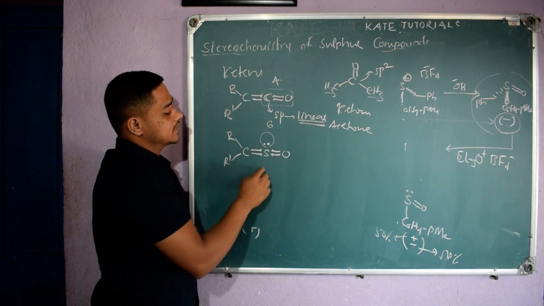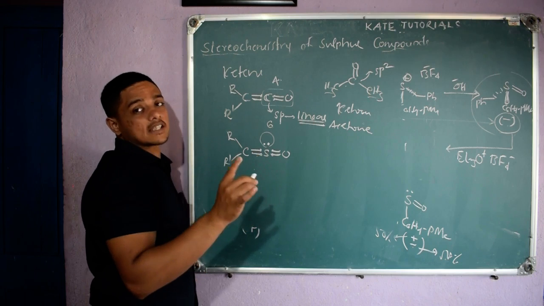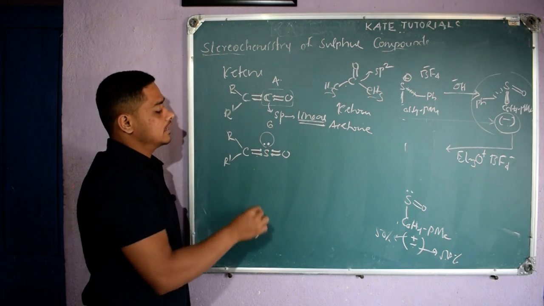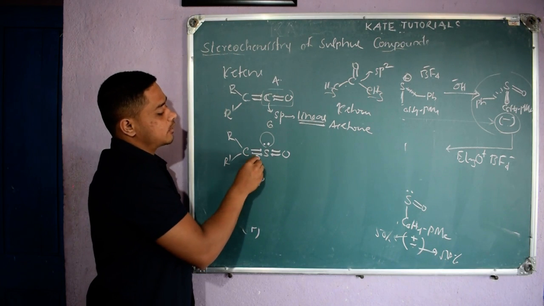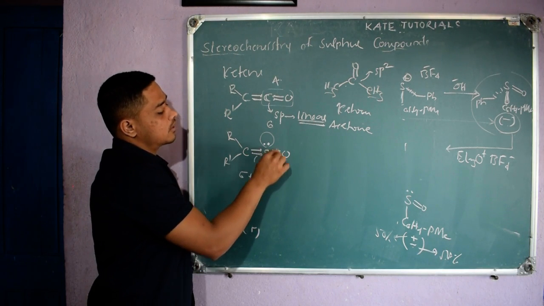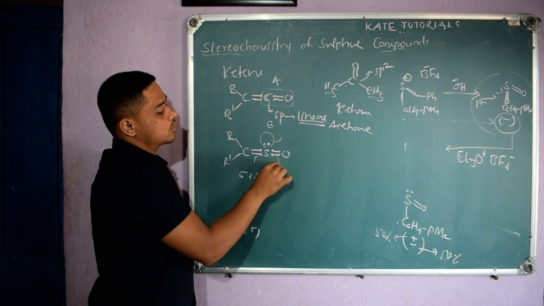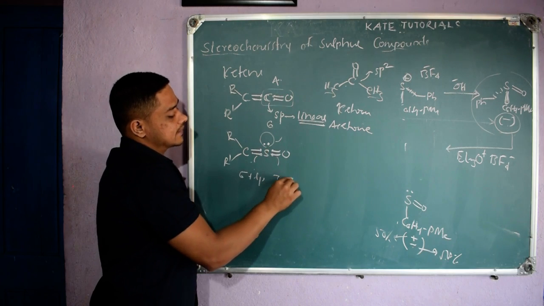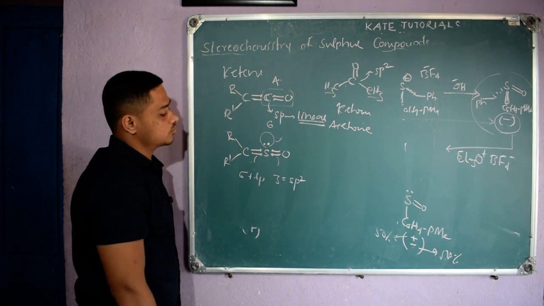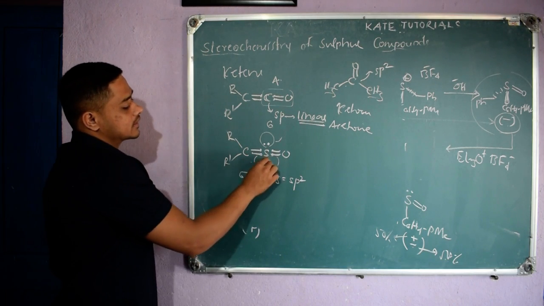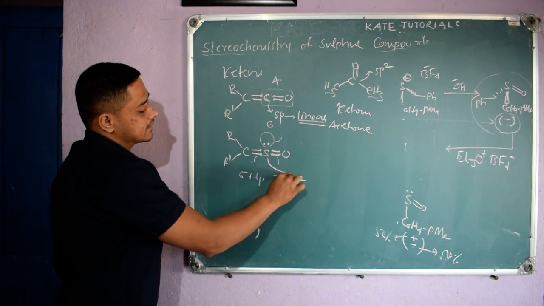If you see the hybridization now, so to check the hybridization, what is the formula? Count the number of sigma bonds plus lone pair of electrons. Here sigma bond, 1 sigma bond, 2 sigma bond and 1 lone pair. So 1, 2, 3. 3 means it is sp2. Right, sp2. So this sulfur, the hybridization is sp2.